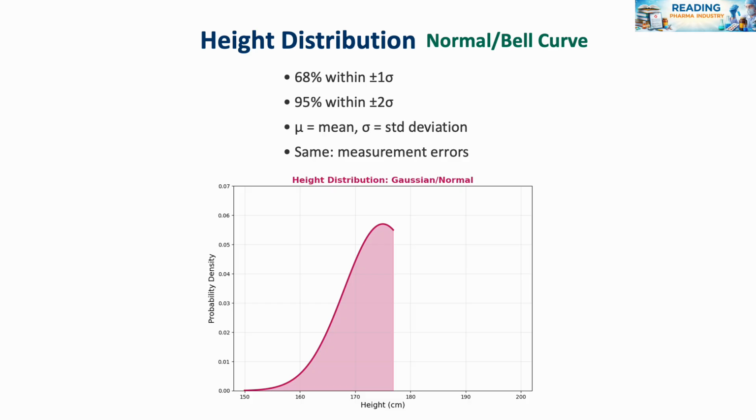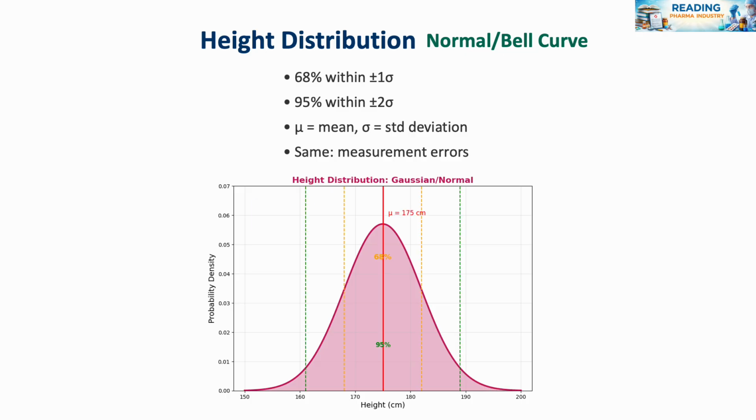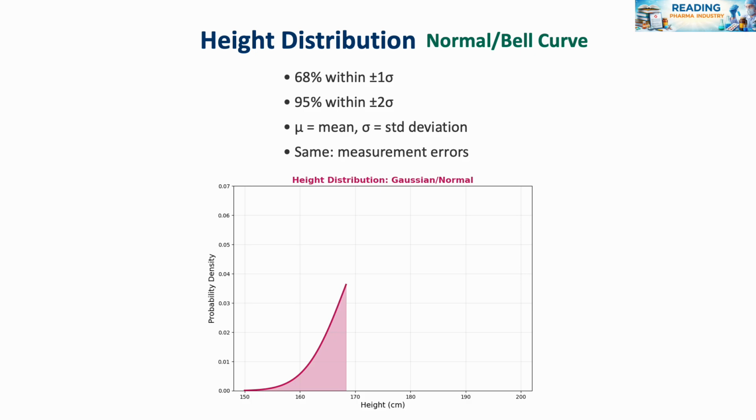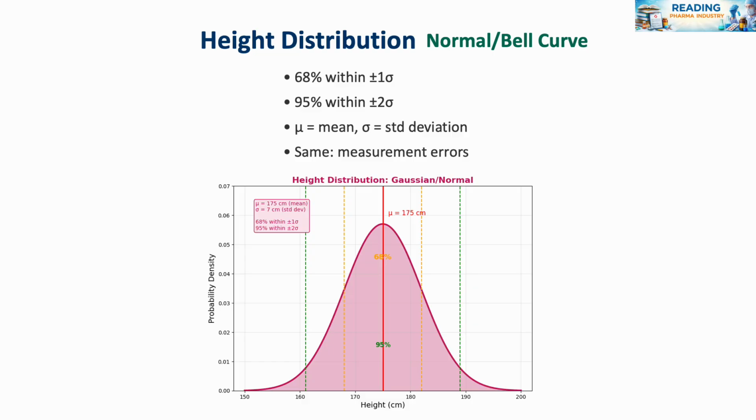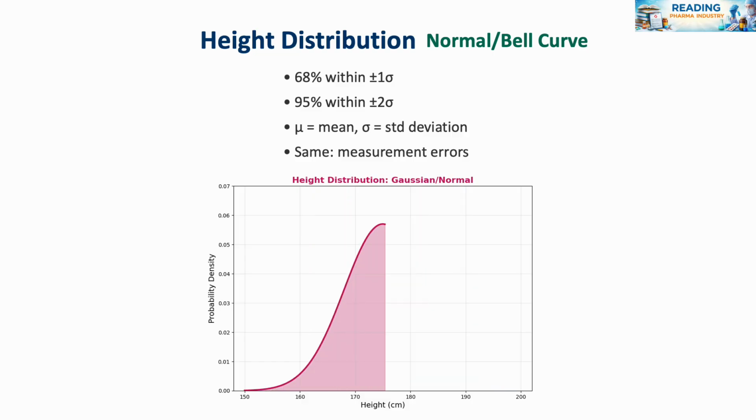So just to explain this more practically, human height follows a normal bell curve distribution. About 68% of values fall within plus or minus 1 sigma of the mean. About 95% fall within plus or minus 2 sigma. This same distribution describes measurement precision. So if your balance has a sigma of 0.001 grams, that means 95% of readings will be within 0.002 grams of the true value.